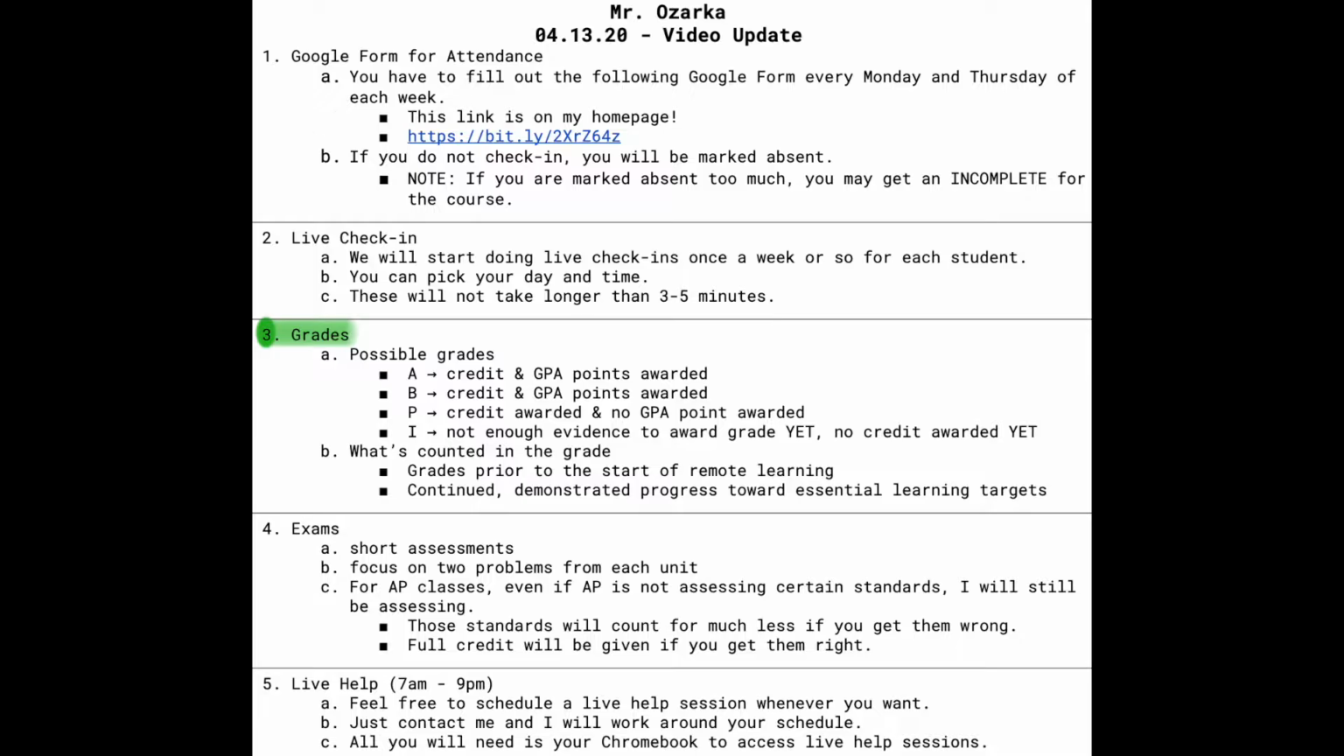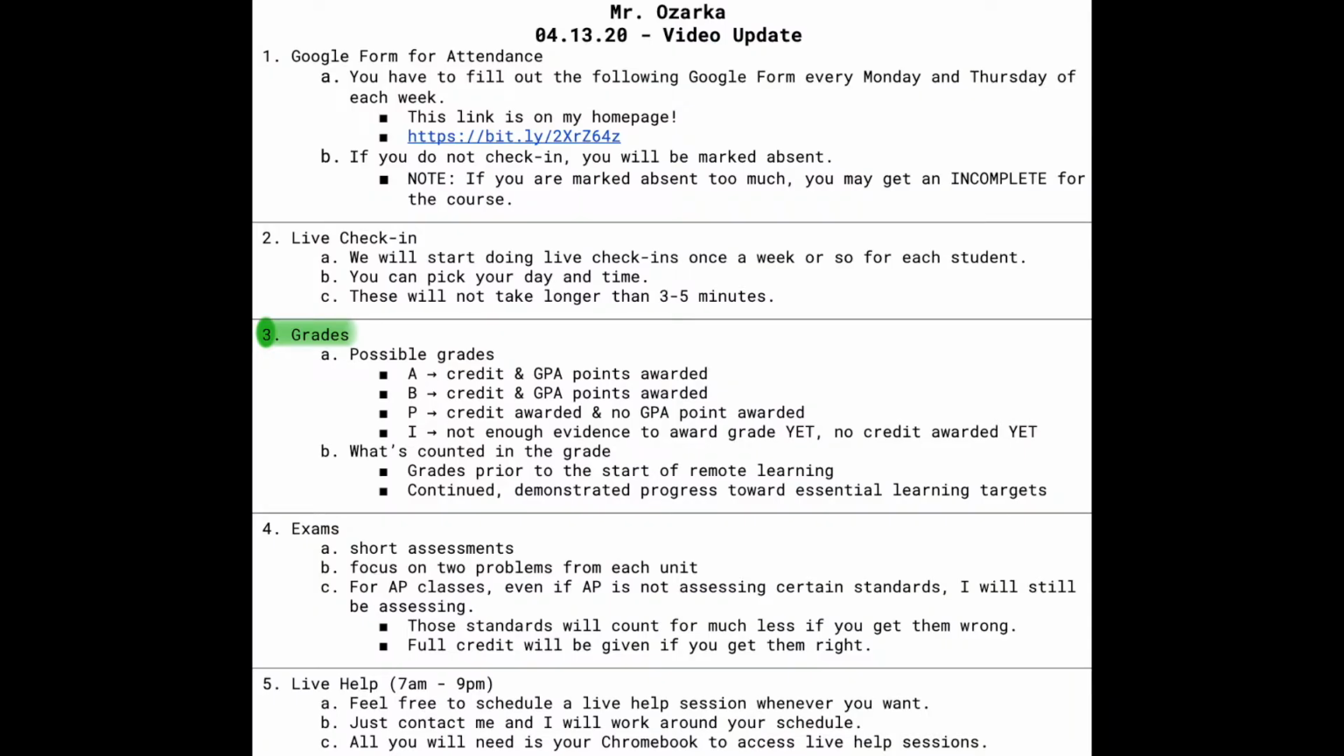And then incomplete, that's the I. There's not enough evidence to award a grade yet, but you still will be given an opportunity to show that evidence. Also, there's no credit awarded with an incomplete yet, but if you get an incomplete, you can still get credit later on. There's going to be a remediation period. They were talking about that in the email. I'm sure we'll hear more about that later.